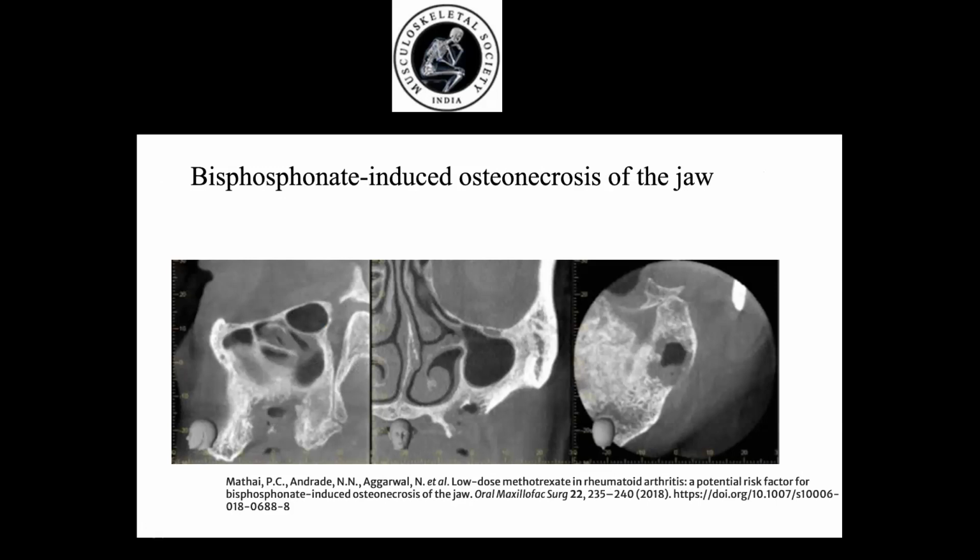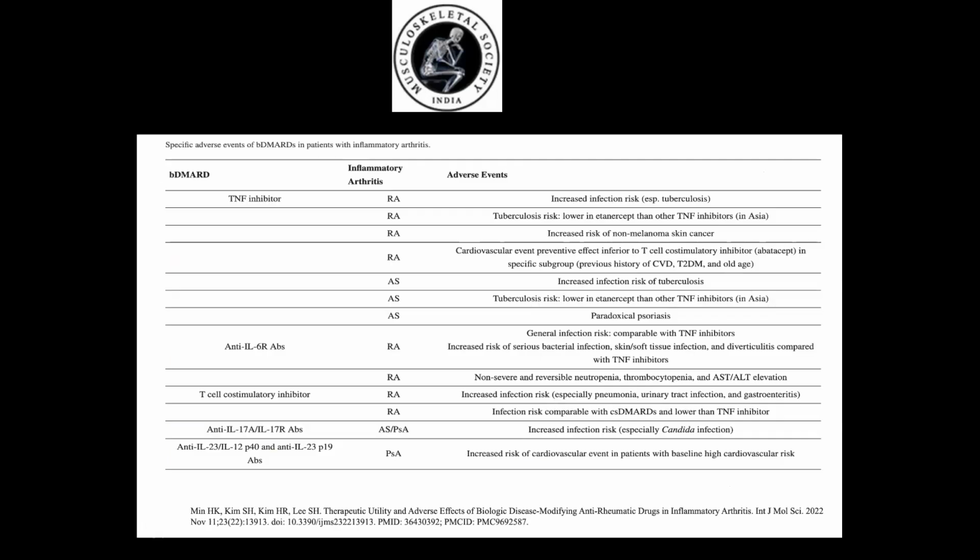Again, patients on long-term treatment for inflammatory arthritis have a predisposition to osteopenia, and these patients are usually placed on bisphosphonates. So bisphosphonate-induced osteonecrosis is relatively rare, but methotrexate is an independent risk factor for this phenomenon as well.